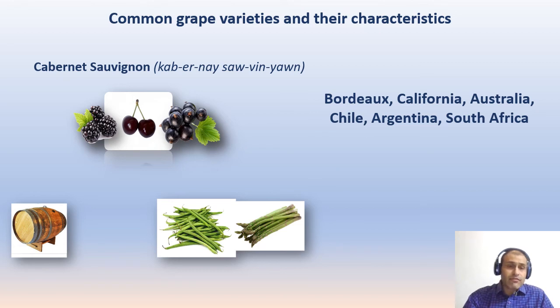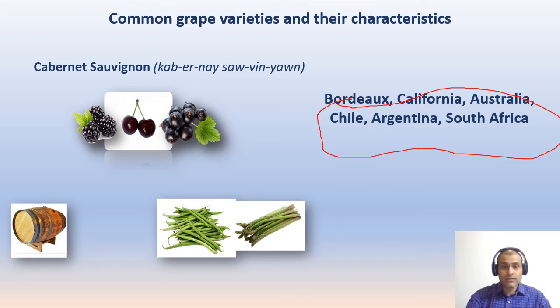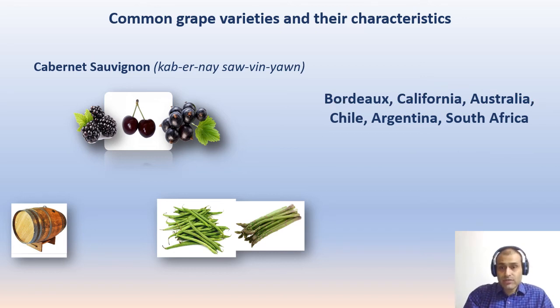You won't find Cabernet Sauvignon in cooler climates. It will generally be moderate to warm. If you see these areas right here, whether it's Bordeaux, California, Australia, Australia can be really hot. So all of these places are quite warm, and that's the best for Cabernet Sauvignon. There's enough heat for Cabernet Sauvignon to ripen properly.